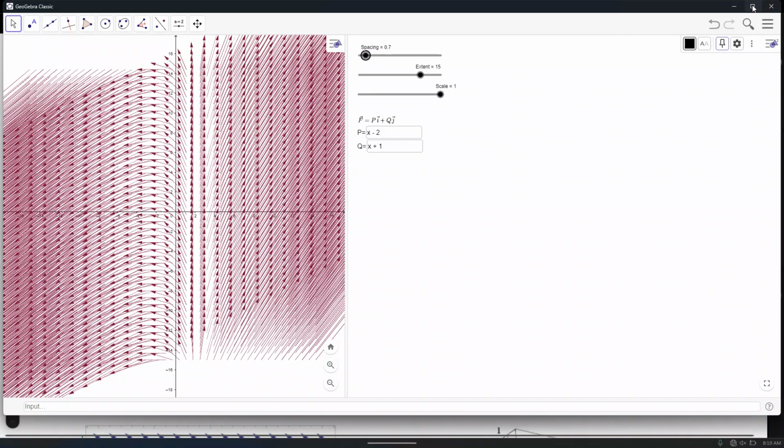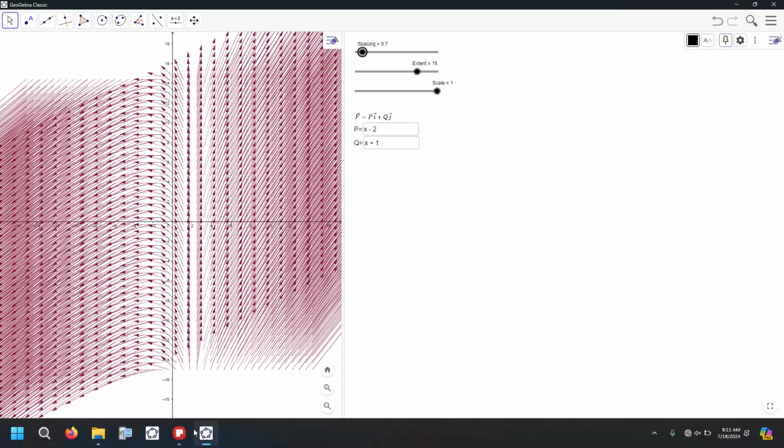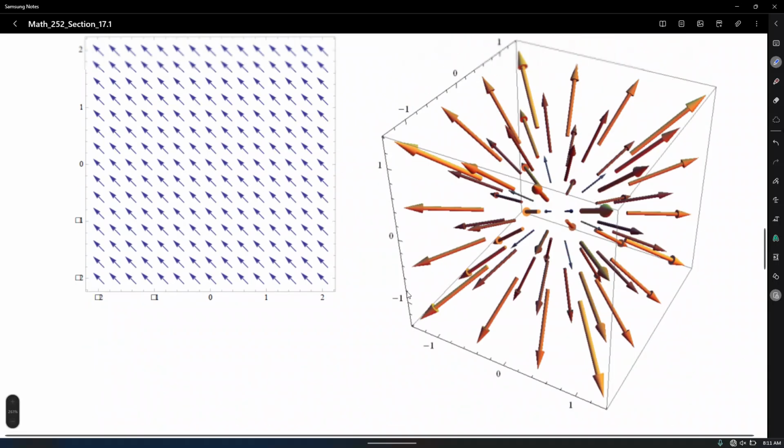And you can have fun and play with this however you want. Put your favorite functions. Put trigonometric, exponentials, logarithmic. That doesn't matter, right? All right. Let's see, what else do we have? Okay. So, oh yes, even vector fields in space.